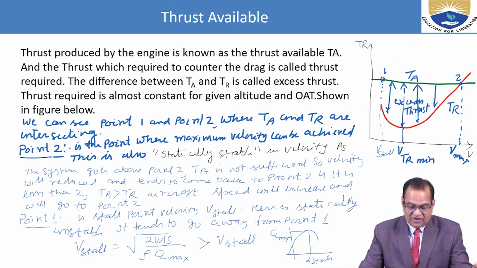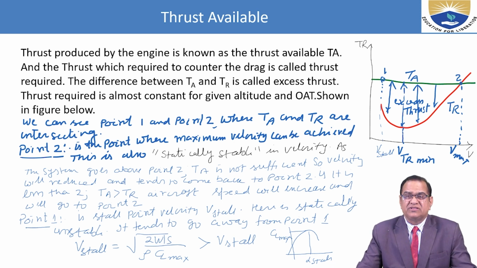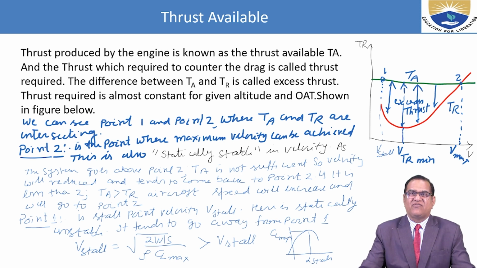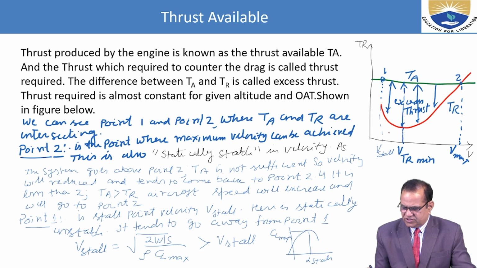Now the thrust available. Thrust produced by the engine is known as the thrust available, TA, and the thrust which is required to counter the drag is called the thrust required. The difference between TA and TR is called the excess thrust. Thrust required is almost constant for a given altitude and outside ambient temperature, shown in the figure. This you can see here.